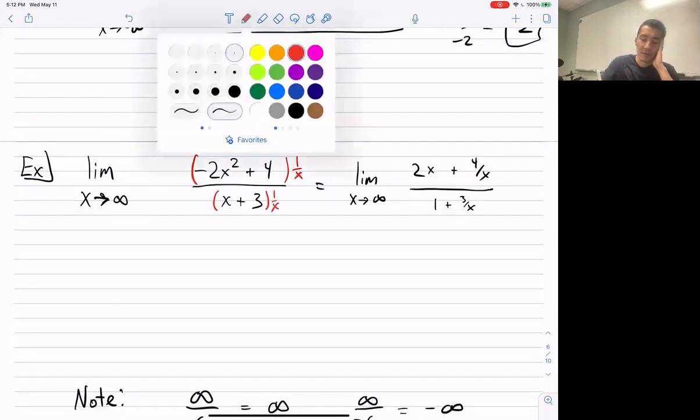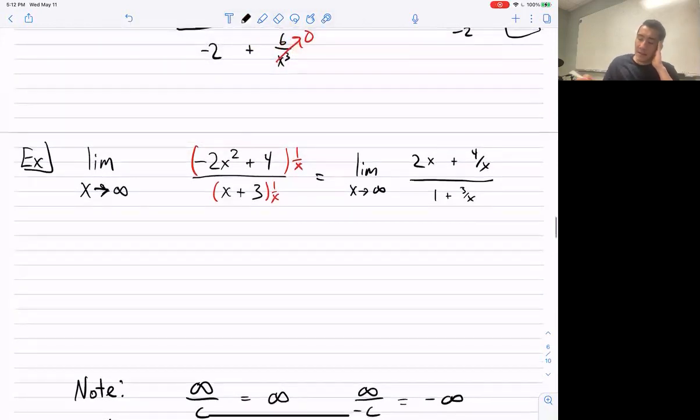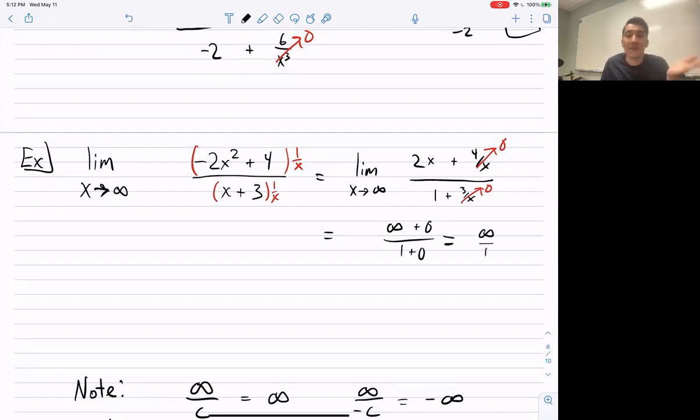What does that equal? And so now what does that give us? Well, that will give us infinity. This goes to 0, 0, 0. And so we get infinity plus 0 over 1 plus 0. But that's just infinity over 1. But infinity over a constant, that's just going to be infinity.